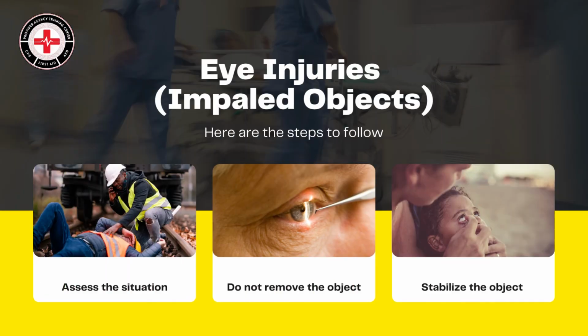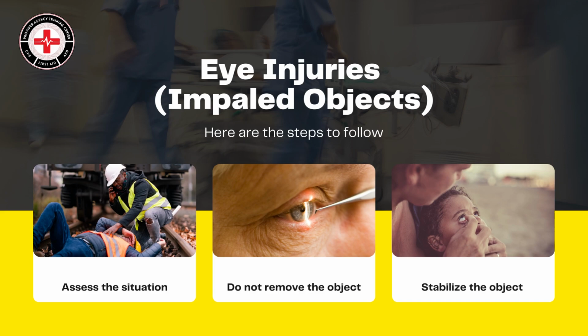Here are the steps to follow when dealing with eye injuries involving impaled objects. Before approaching the injured person, make sure you are safe and the area is secure. It is important not to remove the impaled object from the eye. Removing it can cause further damage or worsen the injury. The object acts as a barrier and helps stabilize the eye.